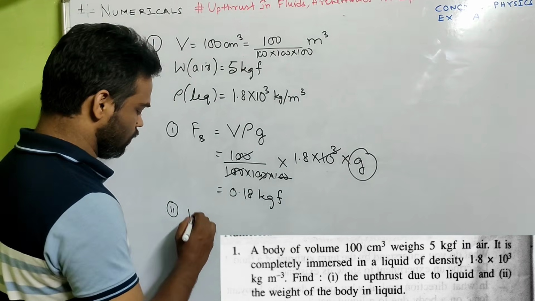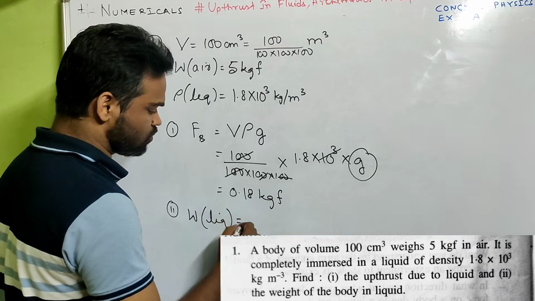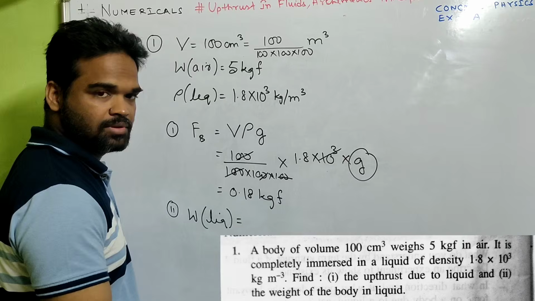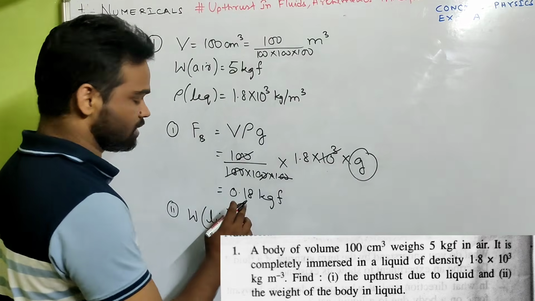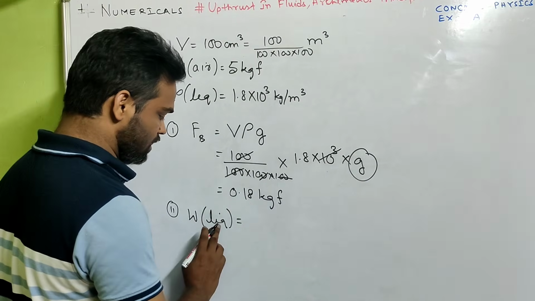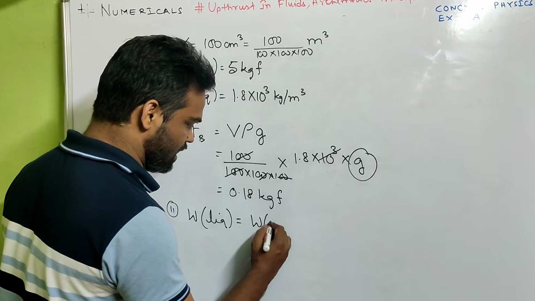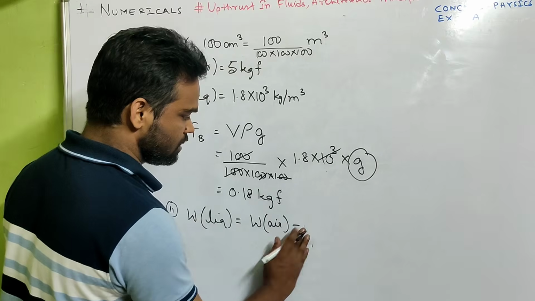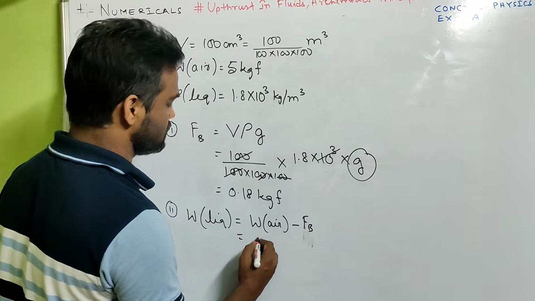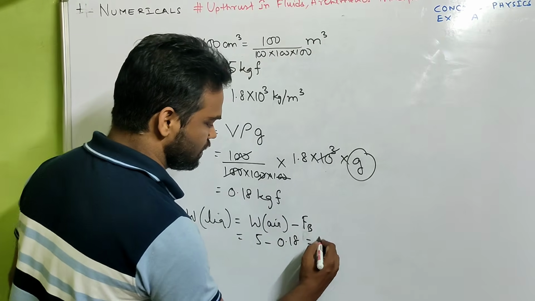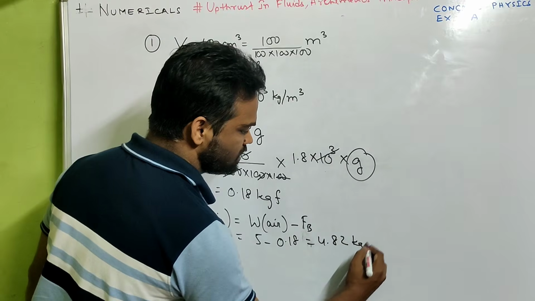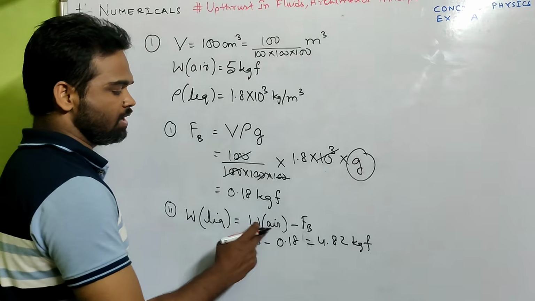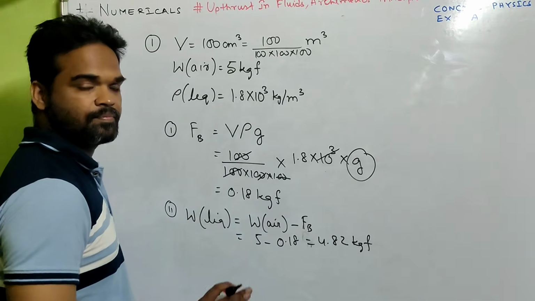Number 2. Weight in liquid. Now, due to upthrust, what happens? The body appears to be lighter. And loss in weight is nothing but upthrust, which means weight in liquid will be weight in air minus upthrust, which is F of B. So that's 5 minus 0.18, that's 4.82 kgf. Done. Upthrust is V rho G and weight in liquid is weight in air minus upthrust, the loss in weight.